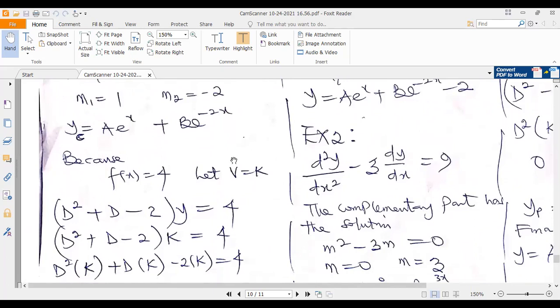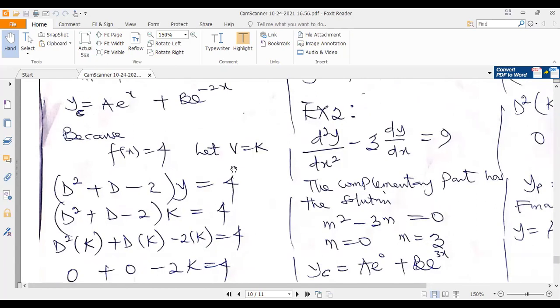The next step: in this case, our f of x is equal to 4. Are we together? Because it is equal to 4, and 4 is a constant, we are going to say that let v equal k. Another reason is this. If you look at the solution, there is no constant in it. We have A multiplied by exponential x, which is a function of x, and B exponential -2x, which is another function dependent on x. So we say that let v be equal to k.